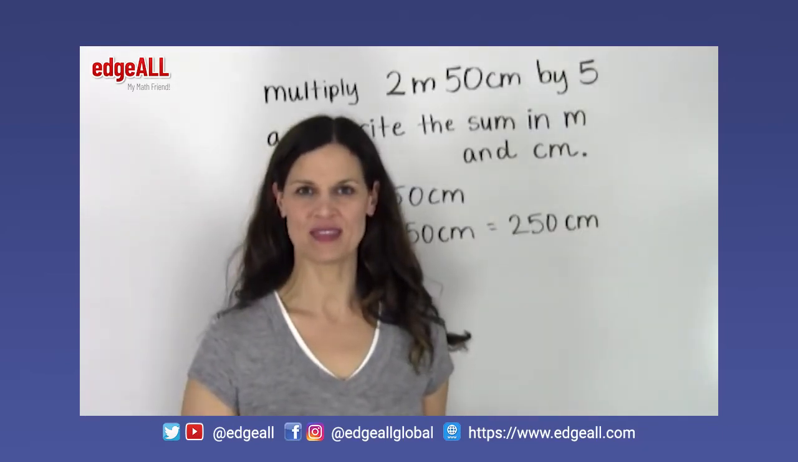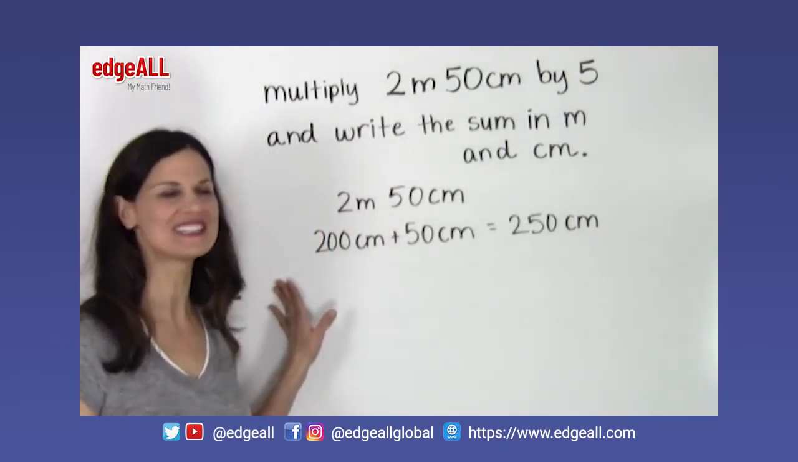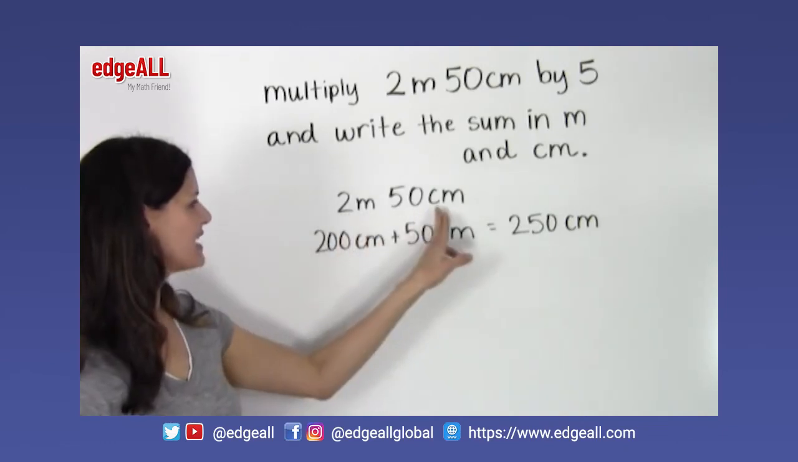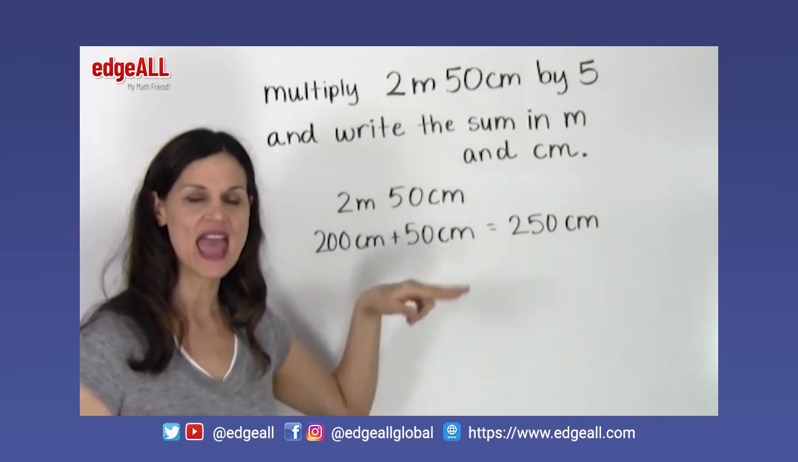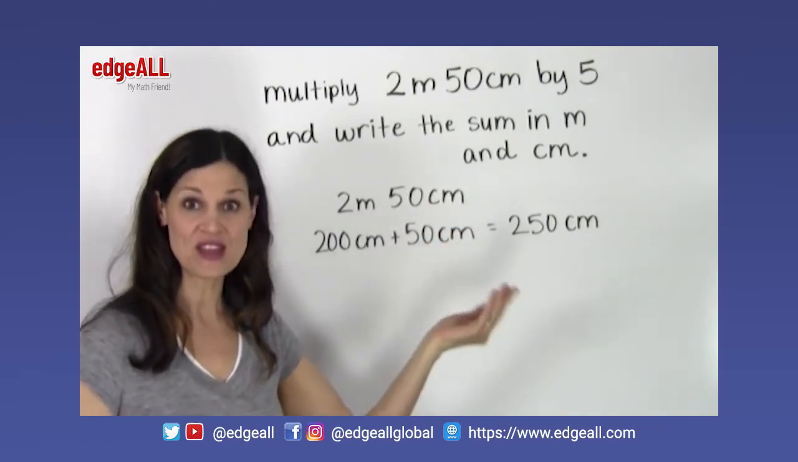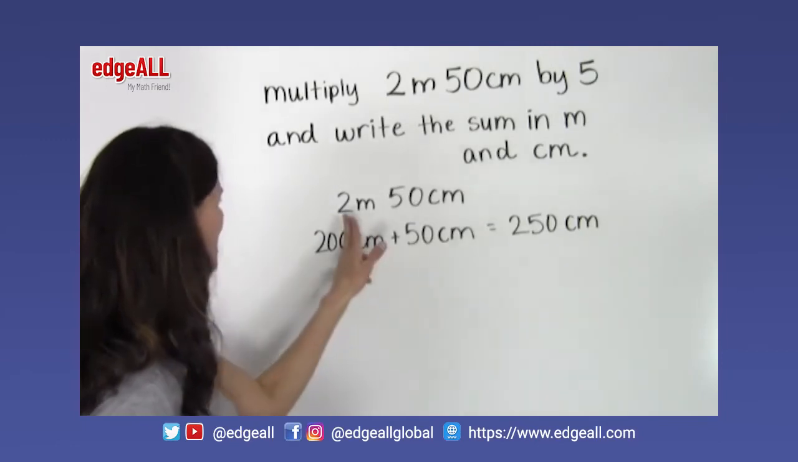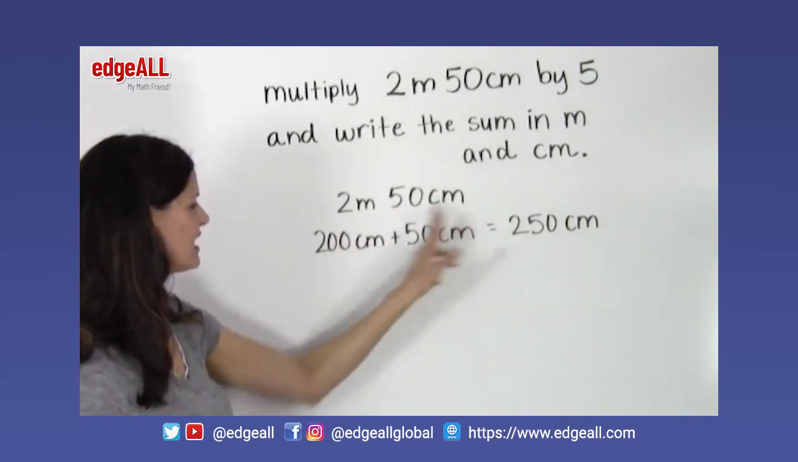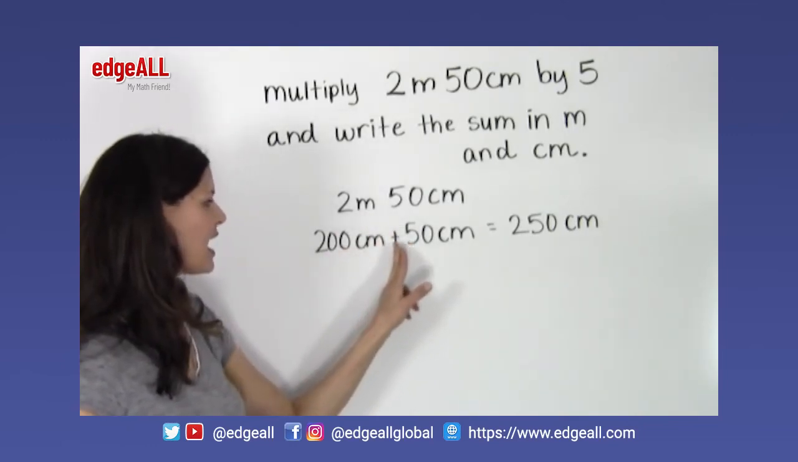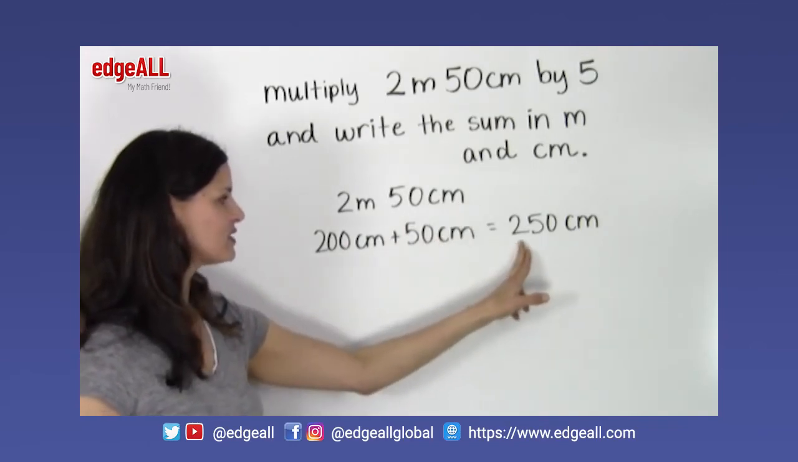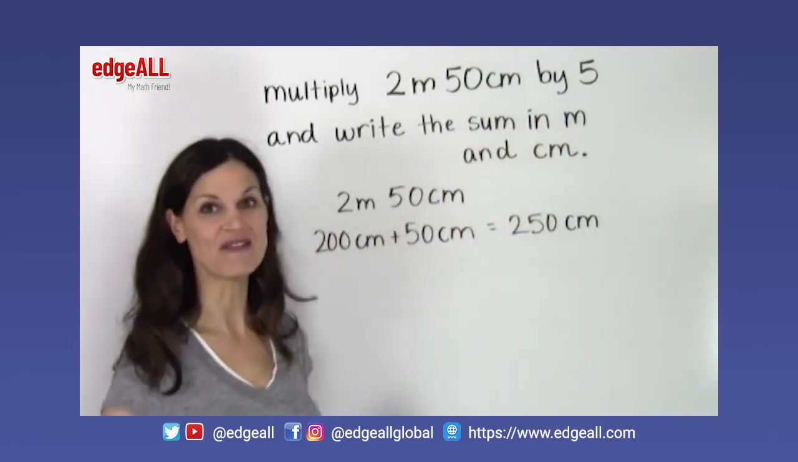Another approach to doing this same problem would be to convert the number to one common unit. In this case, I've got meters and centimeters, but I would convert both of these to centimeters and then do the calculation. When I'm finished with that calculation, I'll need to convert back again to meters and centimeters. So 2 meters, 50 centimeters is equal to 200 centimeters plus 50 centimeters. So I have a total of 250 centimeters that I now am going to multiply by 5.